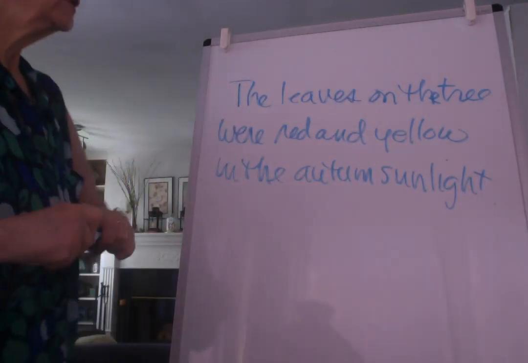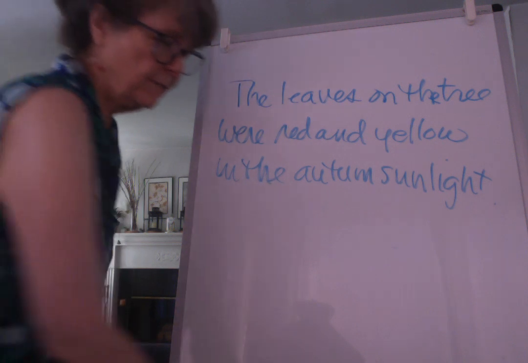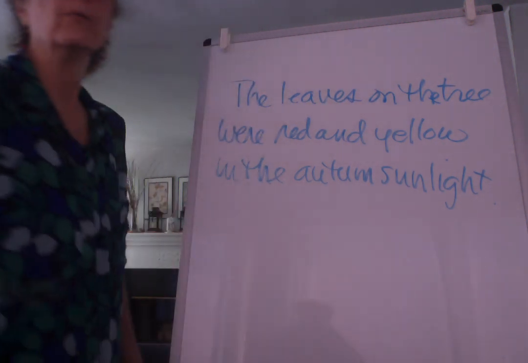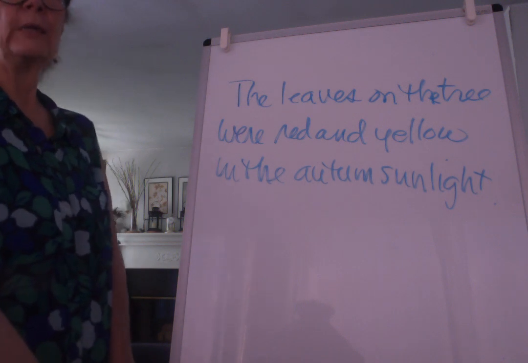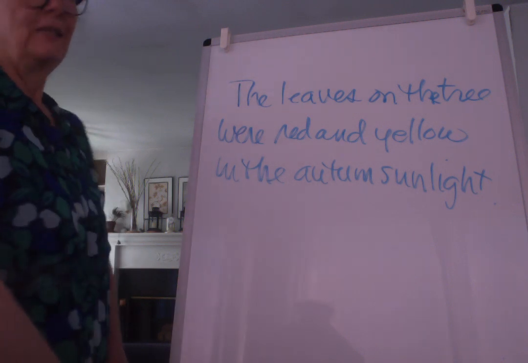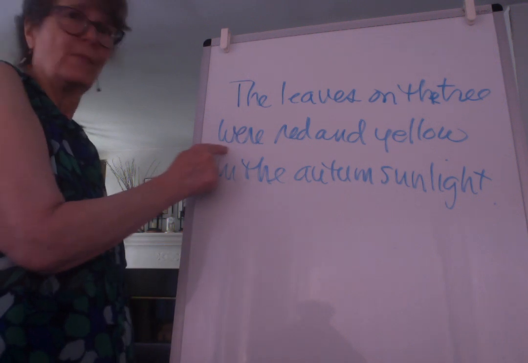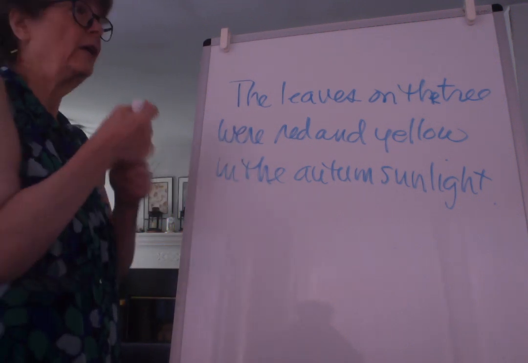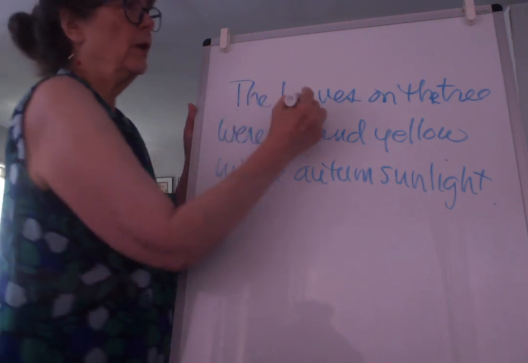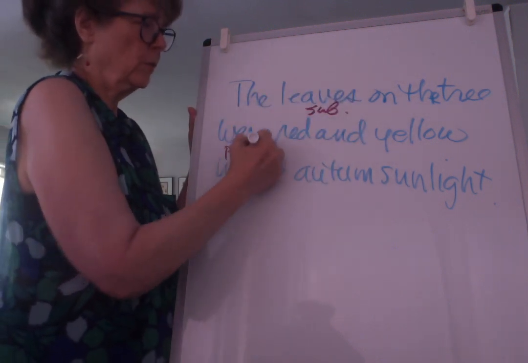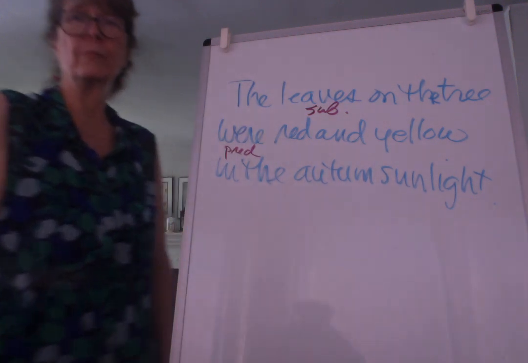Okay, so let's figure out what the different parts of this sentence are. So, who or what is doing something? Now, this is a little weird because there's not actually an action in this sentence. It's a state of being verb, right? But what is it that were? It was the leaves. The leaves were. So there's the subject and predicate.